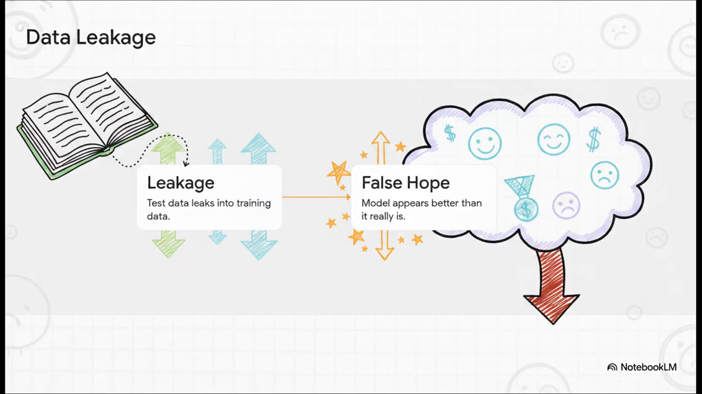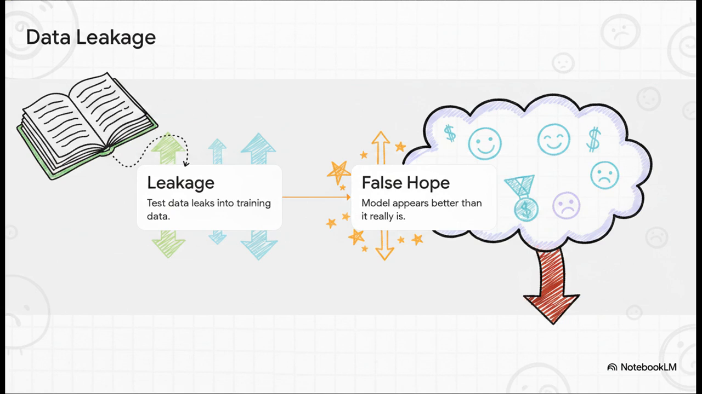Which brings us to mistake number 6, ignoring data leakage. This one is a little bit more technical, but it's incredibly destructive. Data leakage usually happens in 2 steps. Step 1, information from the future, or from your test dataset, accidentally leaks into the data you're using to train your model. Step 2, because the model has essentially seen the answers before taking the final test, it appears artificially better than it really is.